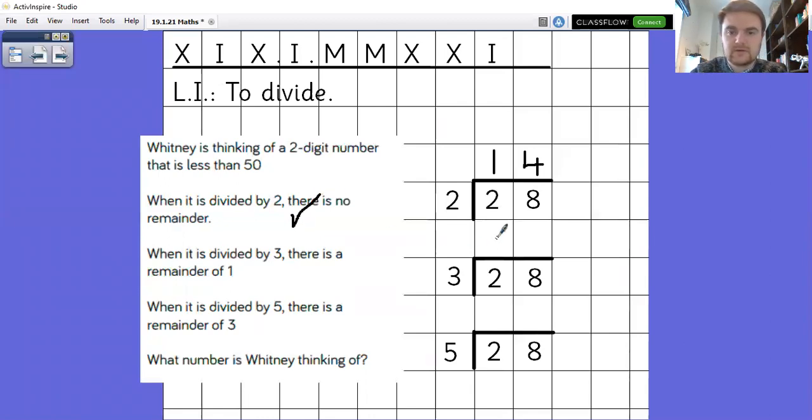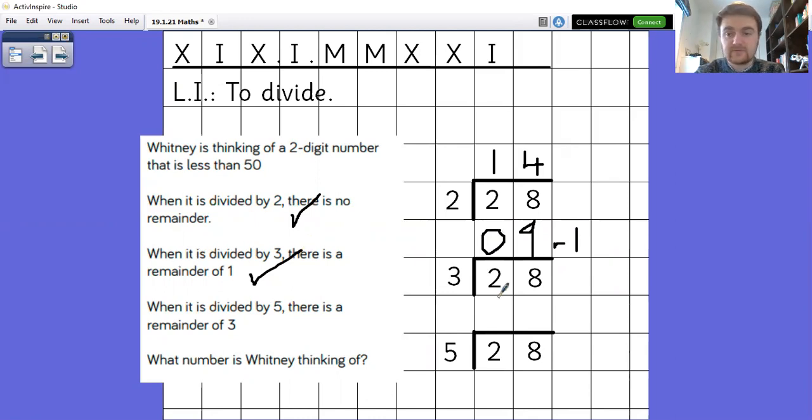Let's try by 3. 3 doesn't go into 2. 3 goes into 28. Let me count up: 3, 6, 9, 12, 15, 18, 21, 24, 27. So it goes in 9 times with 1 left over. And I can see when it's divided by 3, there is a remainder of 1. So that is correct.